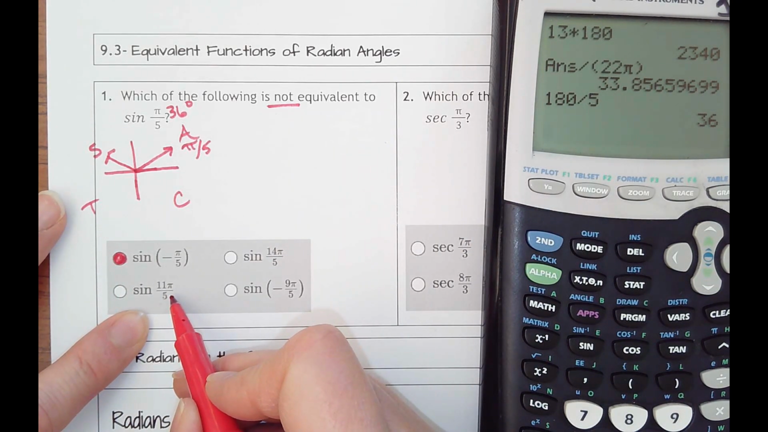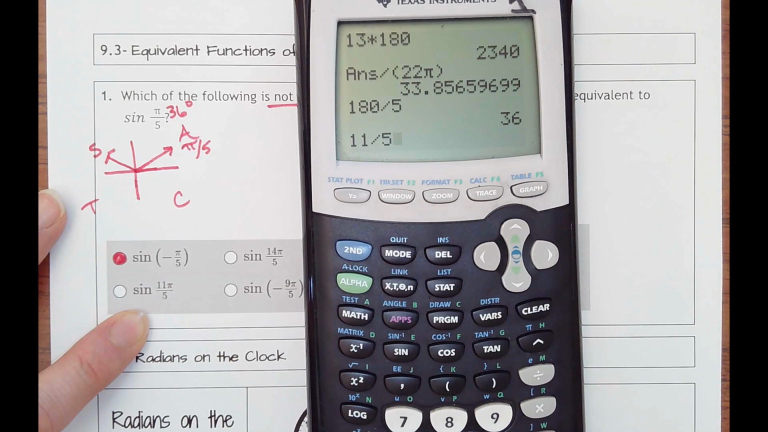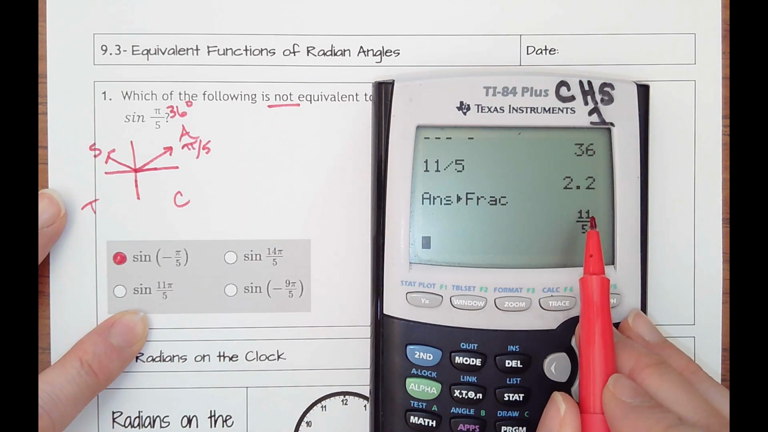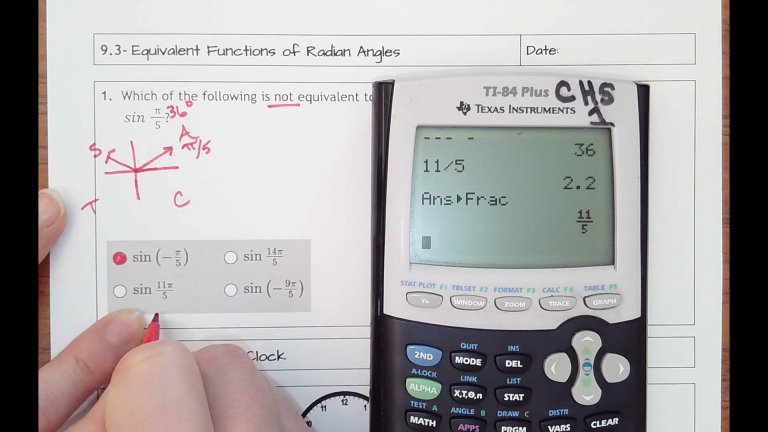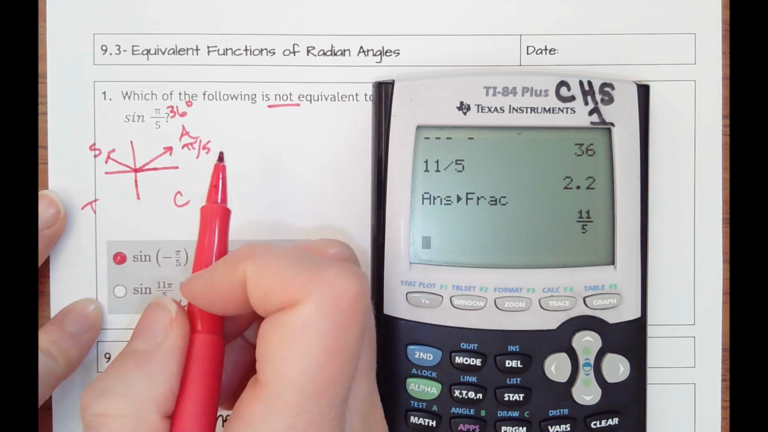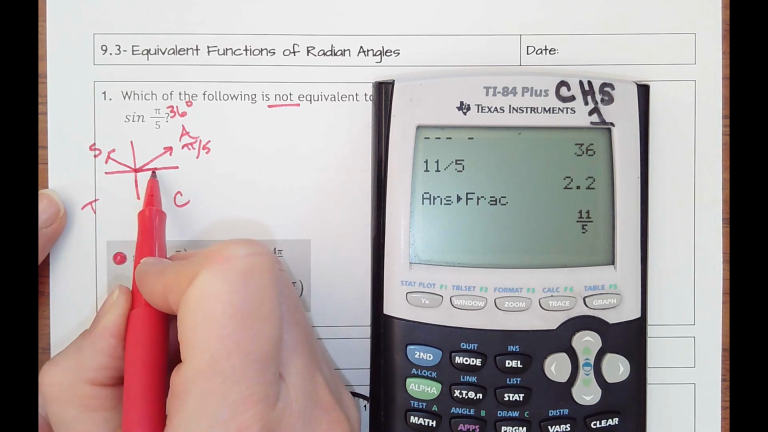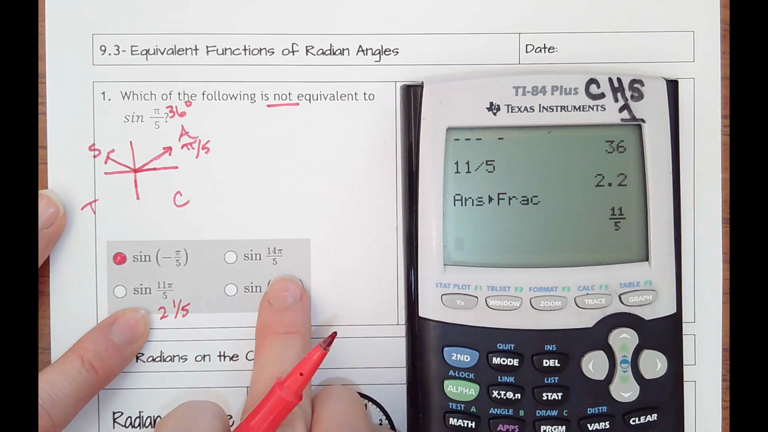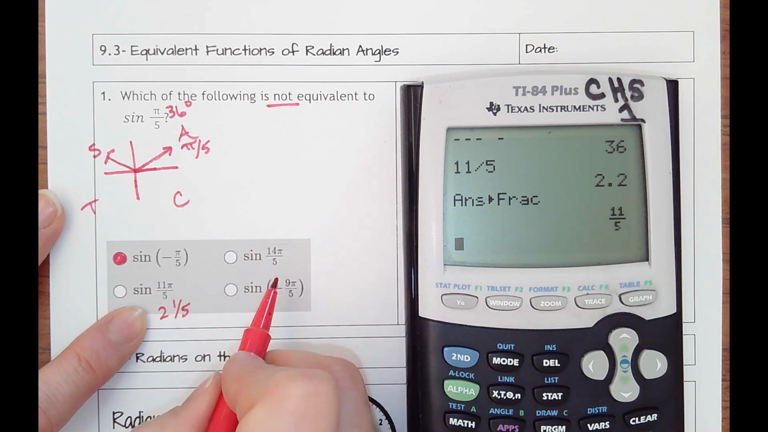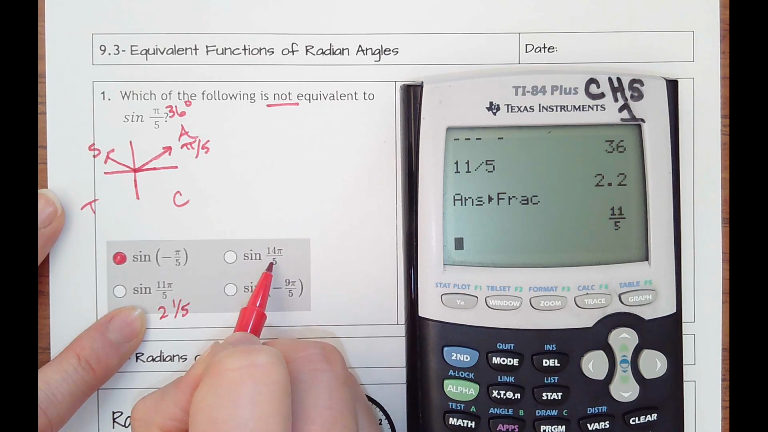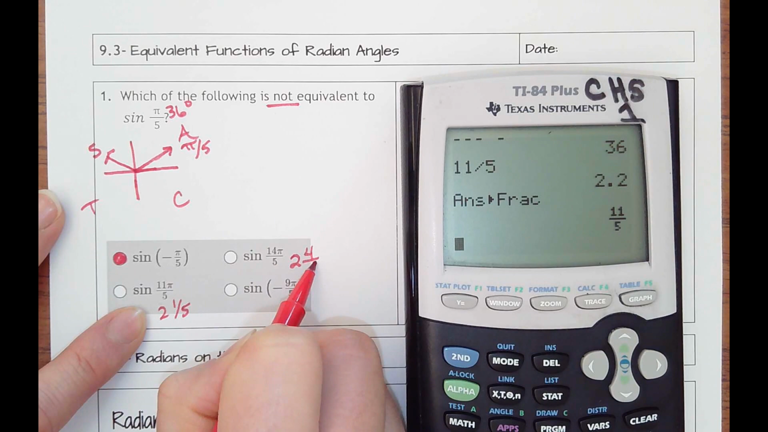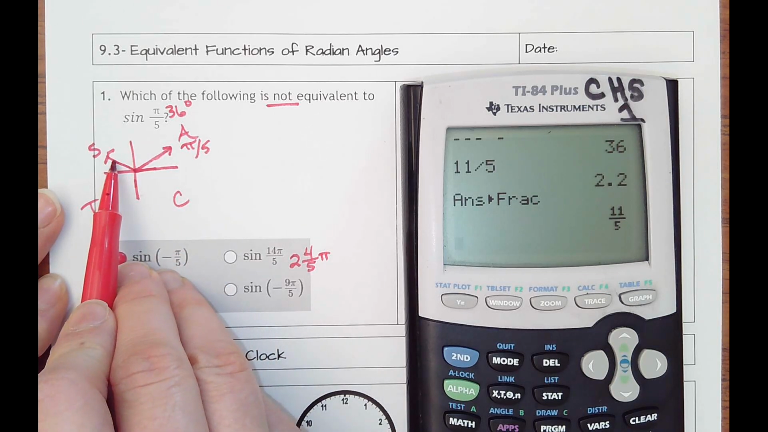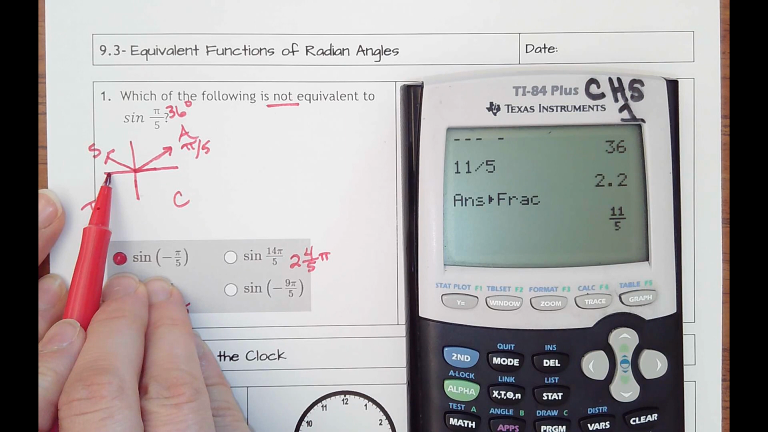11 pi over 5. Think about 11 fifths. 11 fifths is 2 and 1/5, because 10 fifths would be 2. So your 2 pi is completely 1 revolution plus the 1/5 again, which would put us here. So that's why that one does work. 14 pi over 5, that's almost 3 pi, but 14 fifths would be 2 and 4/5 pi. So that would be a 2 pi, which is a complete revolution, and then 4/5, which puts us here. We're almost to 5/5, which is another whole.